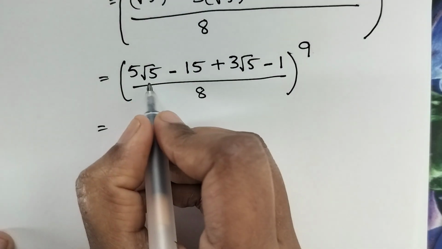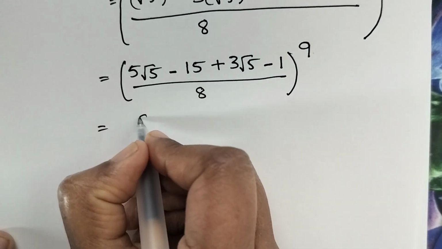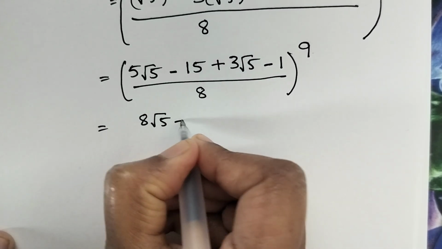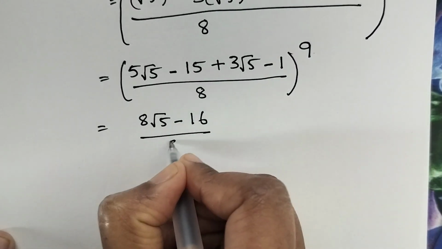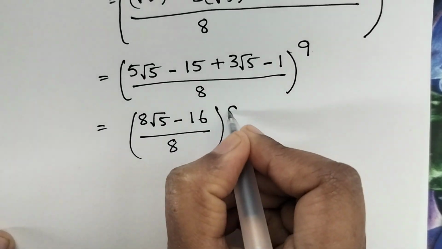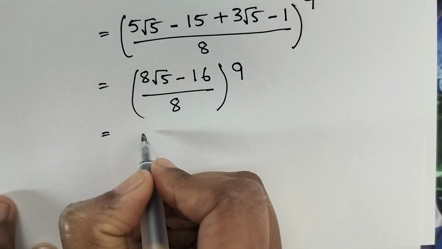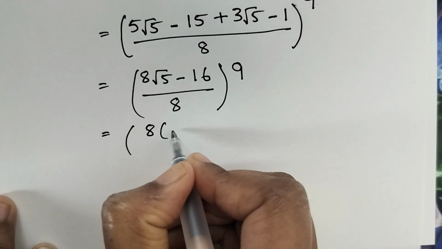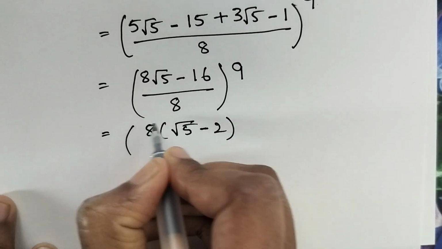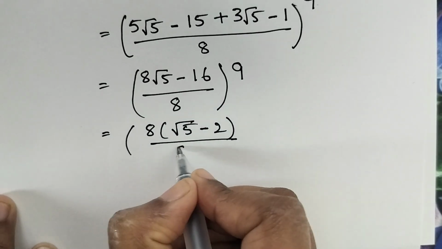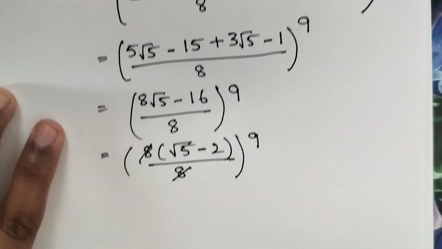So now here, 5 square root of 5 plus 3 square root of 5 is equal to 8 square root of 5, minus 15 minus 1 is equal to minus 16, divided by 8 whole to the power of 9. So in these two terms we have a common factor, that is 8. So we are taking out 8 as a common factor. Here we will get square root of 5 minus 2. So 8 times 2 is equal to 16, divided by 8 whole to the power of 9. Here the 8s both get cancelled.